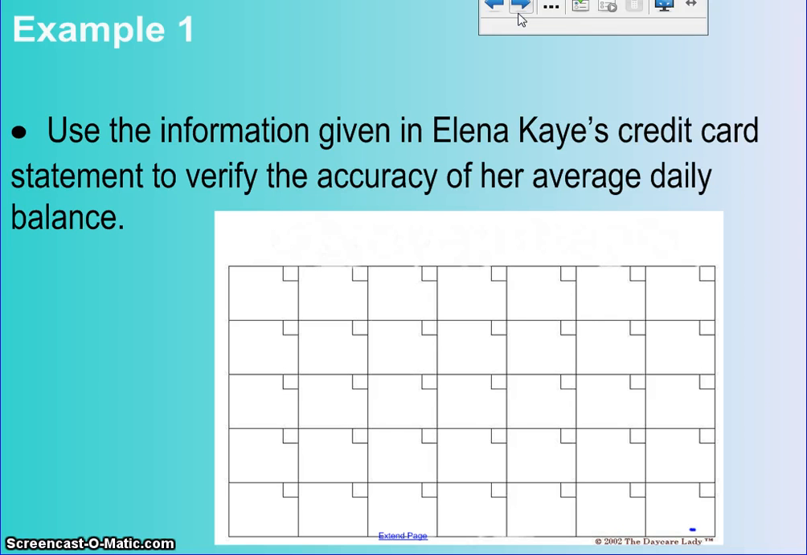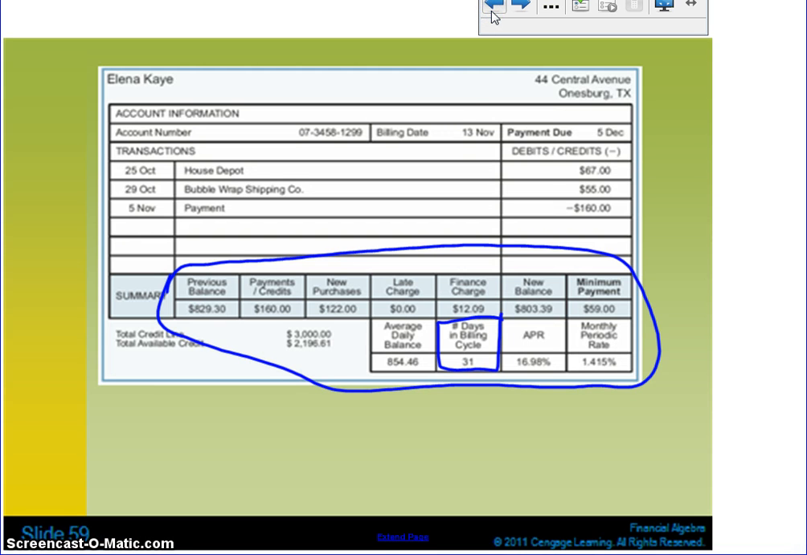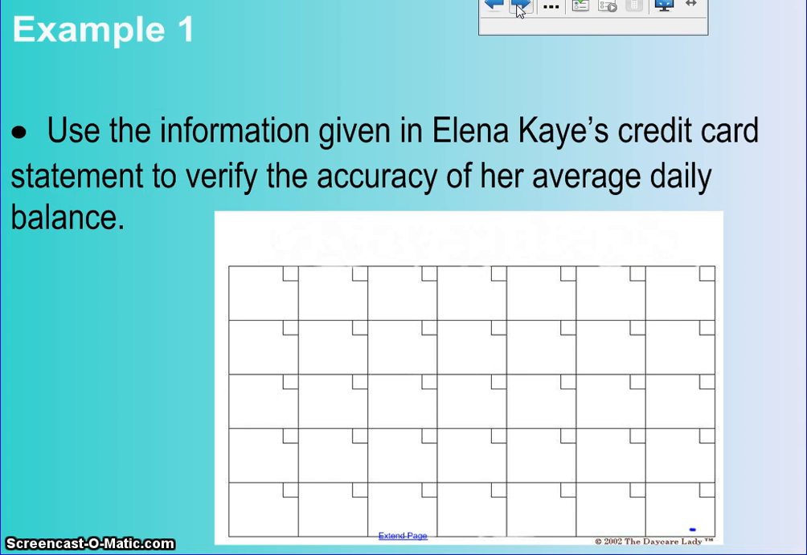Now, we don't really know where to start. We know, though, we're just going to go through as far as the dates go. And we know that the actual statement closed on November 13th. So we know that November 13th is the last day in the cycle.